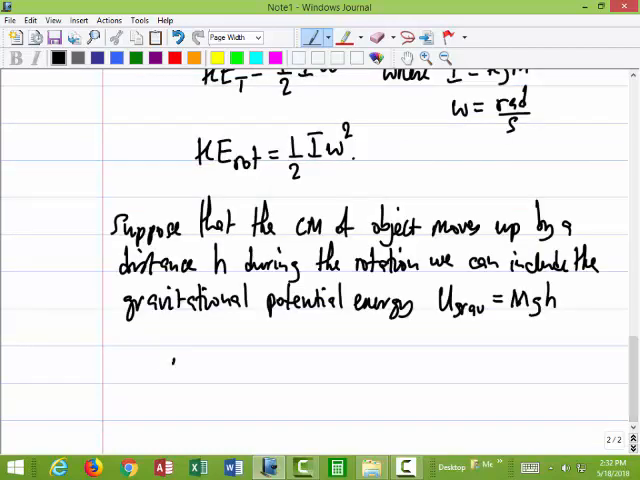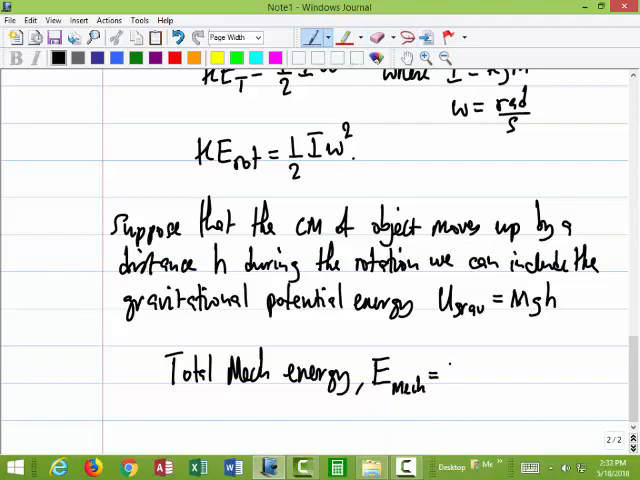So we can say that the total mechanical energy, we write it as U, sorry, not U, but E. We write it as E mechanical is equal to the rotational kinetic energy plus potential energy U gravitational. And this can be written as half I omega squared plus mgh. This gives us the total mechanical energy if the rotating body goes upwards by height h during the rotation.